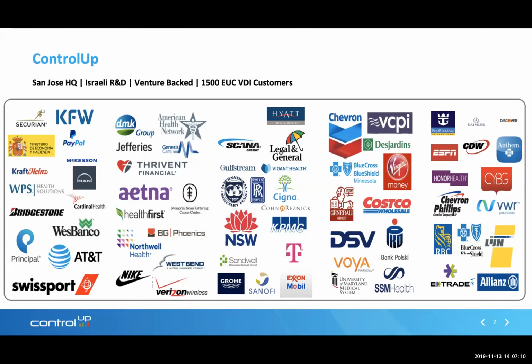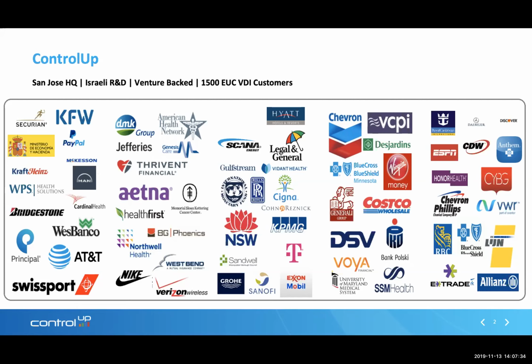So ControlUp is based in San Jose. Our R&D is in Israel. We are a venture-backed company. We've been around since 2011. We have over 1,500 customers. We really started in the Citrix space. We've done extremely well in the Citrix space. A few years back, we expanded into the VMware space as well, and we've had a lot of success there.